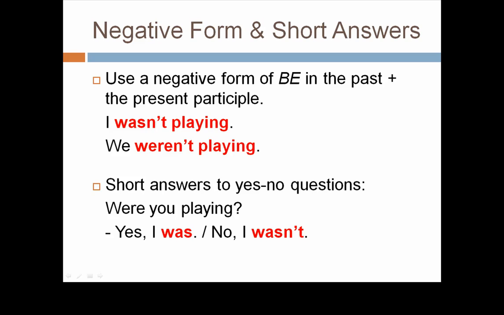With negative forms and short answers, we'll just use that form of be. So use a negative form of be in the past plus the present participle to form the negative. As in, I wasn't playing, we weren't playing. Short answers to yes/no questions will look like this. Were you playing? Yes, I was. No, I wasn't.